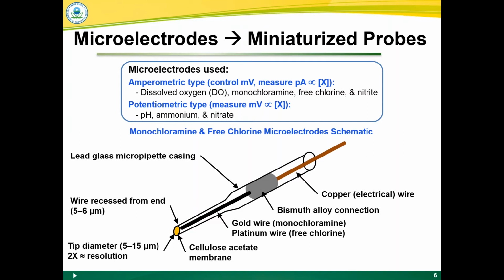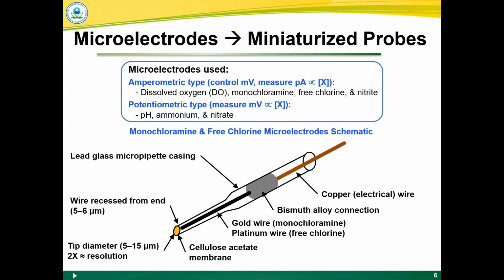They come in two classes: an amperometric type, which is akin to a dissolved oxygen probe that you might have in a lab. This is where we apply a potential to the tip of the electrode. It causes a reaction to occur with the constituent of interest, and that generates a current, and that current is proportional to the concentration of what you're measuring. This applies to DO, the oxidants, and we also use this for nitrite.